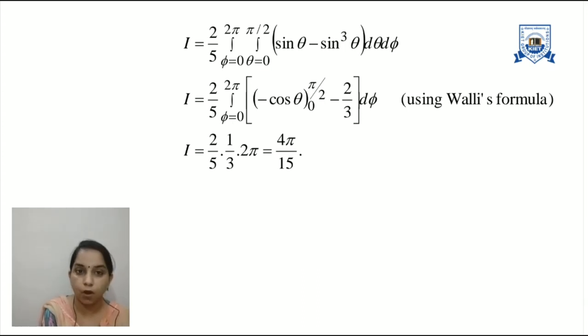The integration of sin theta we all know, that is minus cos theta, so I don't need to apply Wallis formula here. I have just integrated sin theta to minus cos theta, and for sin cube theta I applied Wallis formula and found the value directly as 2 by 3, and the answer is 4 pi by 15. So look here how Wallis formula helps us to integrate functions in the limit 0 to pi by 2 very easily when the functions are in the form of sin theta and cos theta. So always remember Wallis formula, that will help you in many integrations.